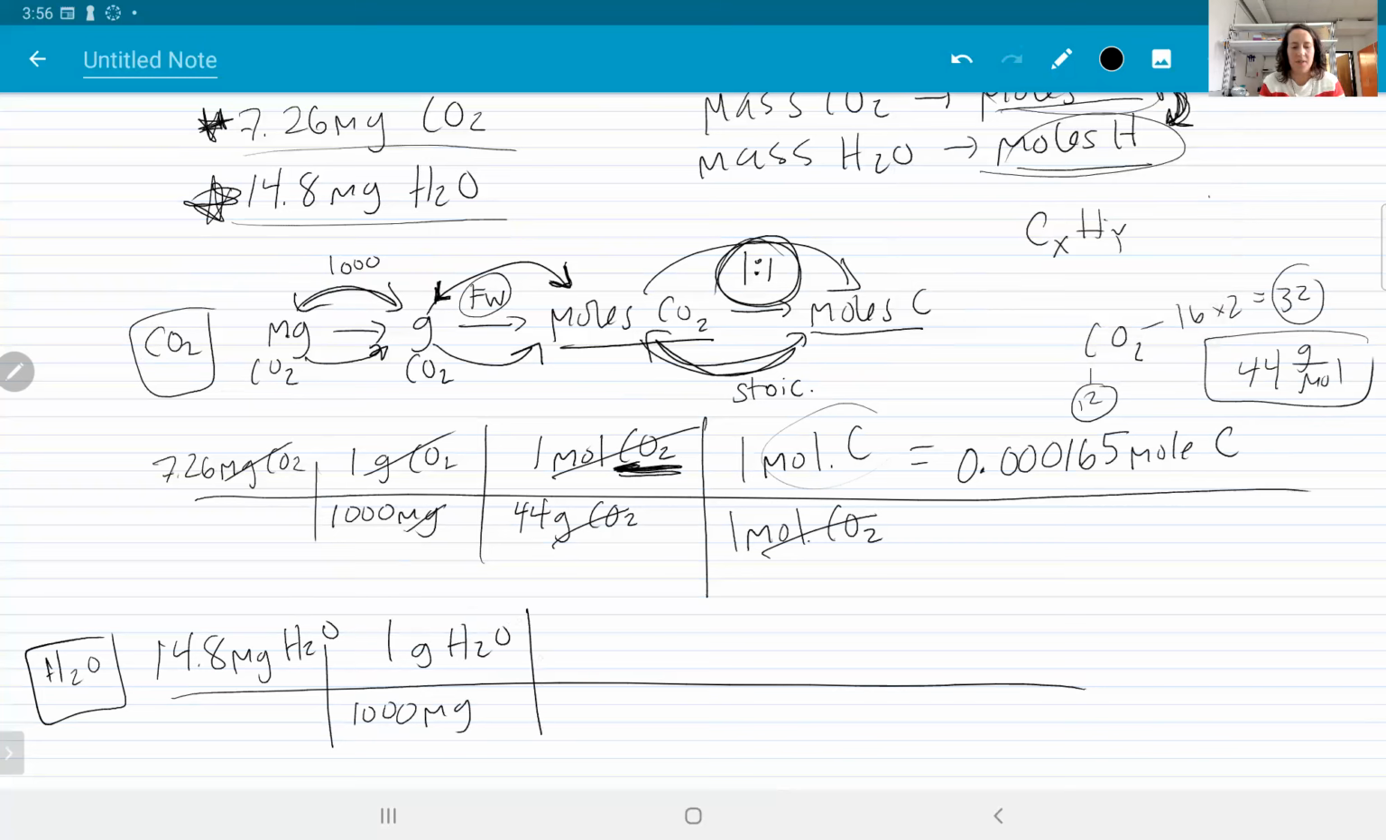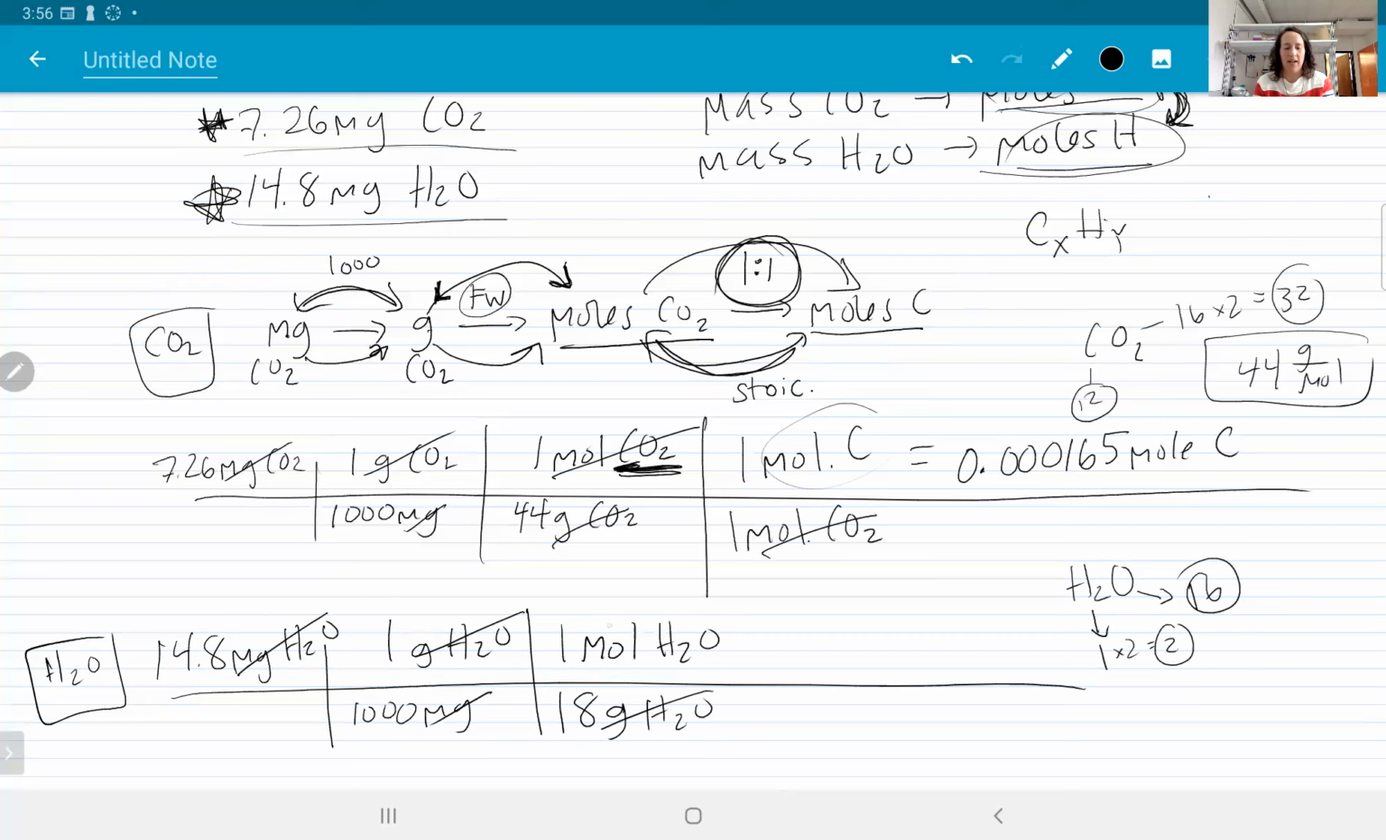I have to convert grams to moles, and I'm going to need the molecular weight. So H2O, hydrogen weighs about 1 gram per mole, oxygen weighs 16. I've got 2 hydrogens, so 2. So 16 plus 2 is 18. So 18 grams for every 1 mole of H2O. All right, grams of H2O cancel. My milligrams have canceled. All right, now I'm in moles of H2O.